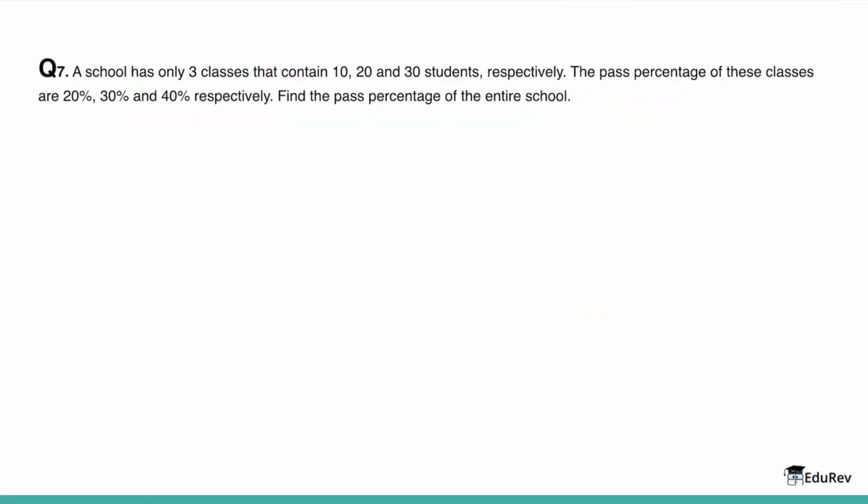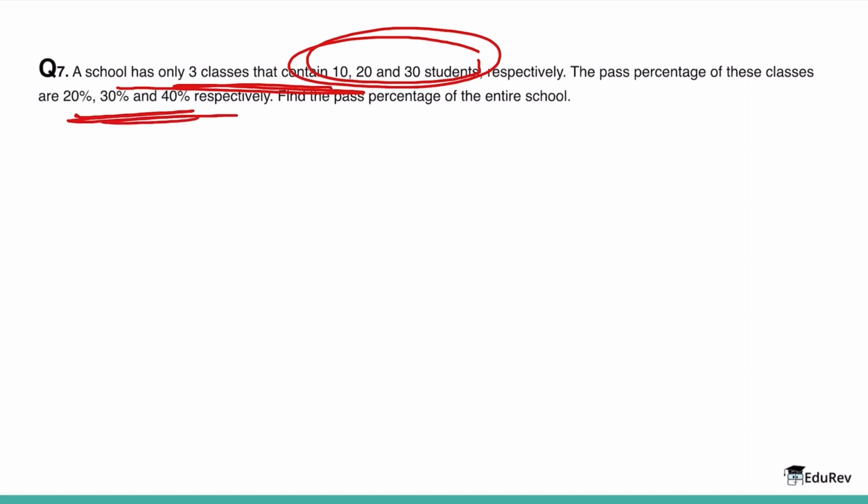Okay, a school has only 3 classes that contain 10, 20 and 30 students respectively. So it has only 3 classes that contain 10, 20 and 30 students, right? Now the pass percentages of these classes are what? They are 20%, 30% and 40% respectively. So find the pass percentage of the entire school.